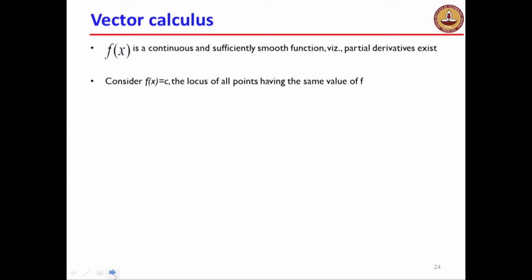So I'm just going to talk about vector calculus. We'll assume that f is a continuous function, I mean, f is a function from R^n to R, so it means it's a single real valued function. It is also assumed to be continuous and sufficiently smooth, which means we assume that the partial derivatives exist for as many orders as we want.